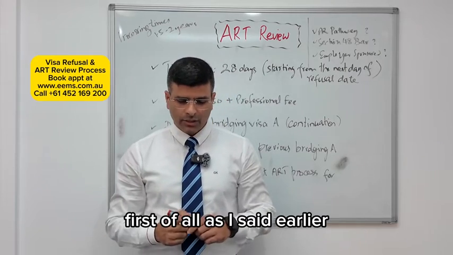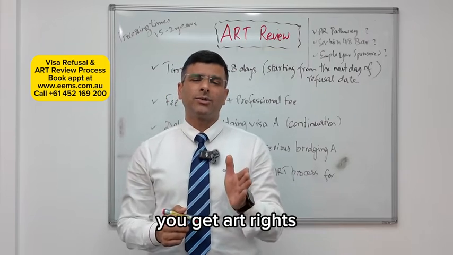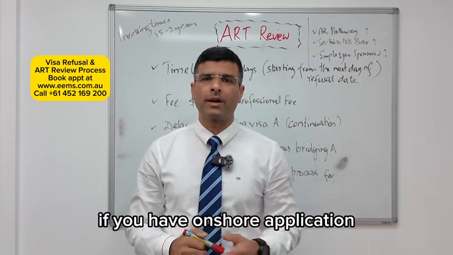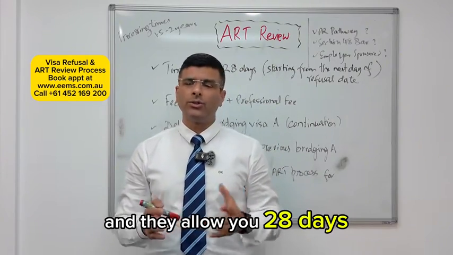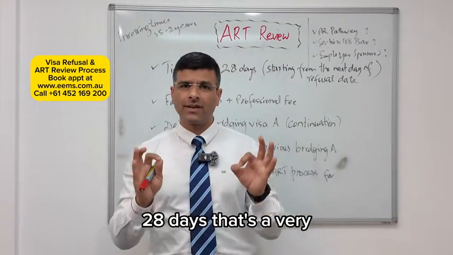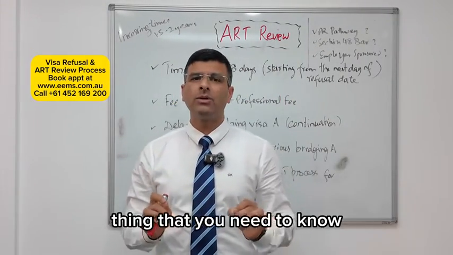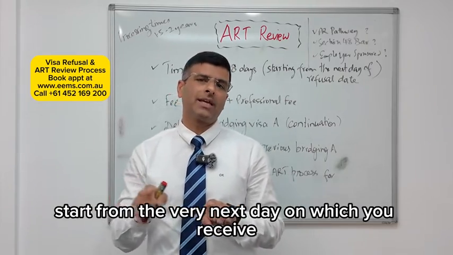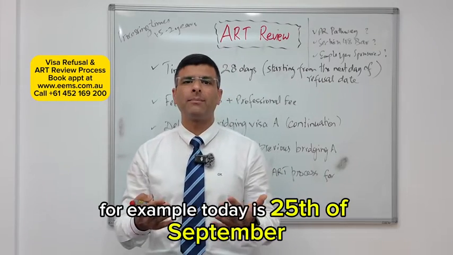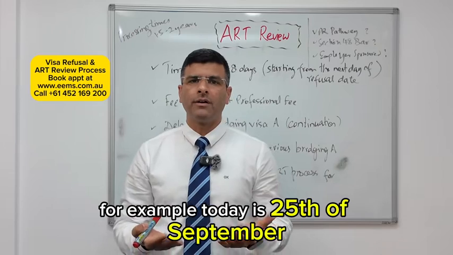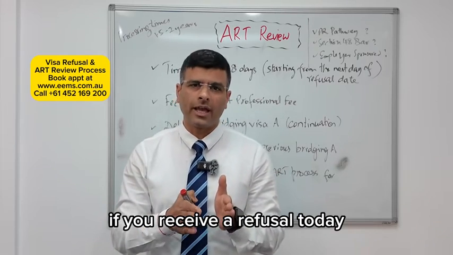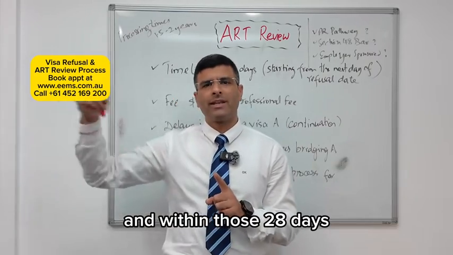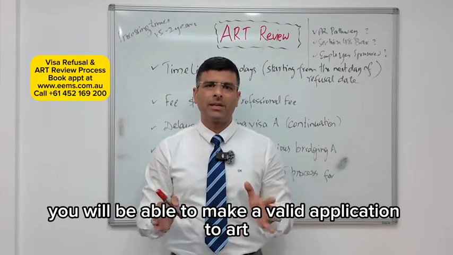Let's get started. First of all, as I said earlier, you get ART rights to challenge the decision for an Australian visa refusal if you have an onshore application, and they allow you 28 days. 28 days, that's a very, very important thing that you need to know. Those 28 days to put in an ART application start from the very next day on which you receive the refusal letter. For example, today is say 25th of September. If you receive a refusal today, your 28 days are going to start from tomorrow, and within those 28 days you will be able to make a valid application to ART.